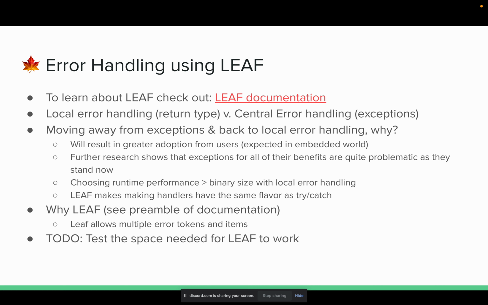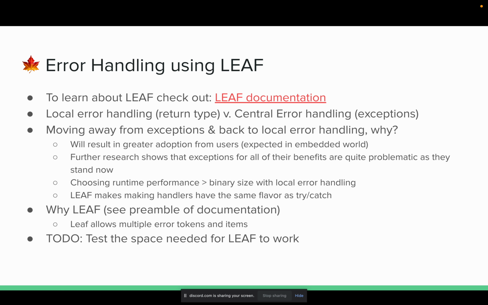Leaf uses the return type mechanism, but it's actually central in its error handling, which is kind of interesting, and it does not require exceptions to make it work. I'll show you some examples of that in a sec. But for now, why I'm moving away from exceptions and going back to local error handling. We actually did something similar to that before, and I saw a lot of code bloat due to it.